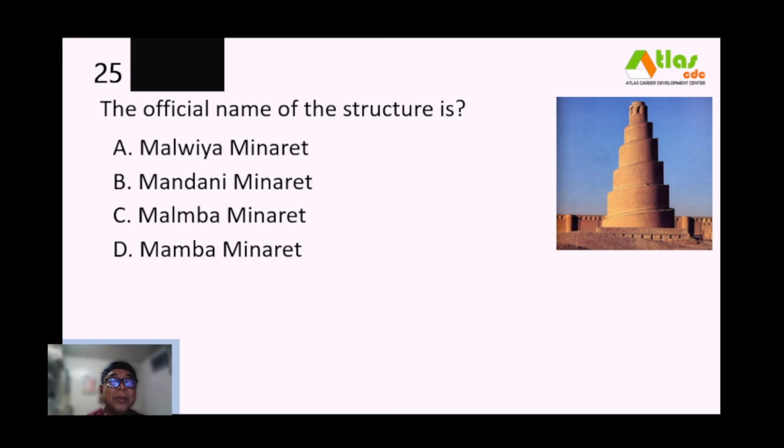25. The official name of the structure is A. Malwiya Minaret, B. Mandani Minaret, C. Malmba Minaret, and D. Mamba Minaret.